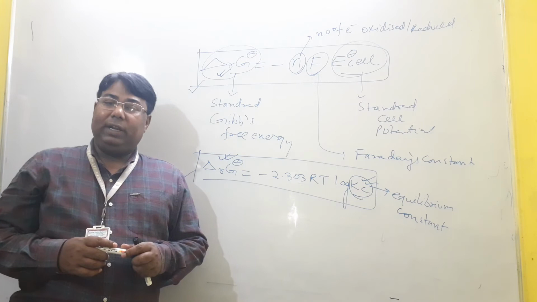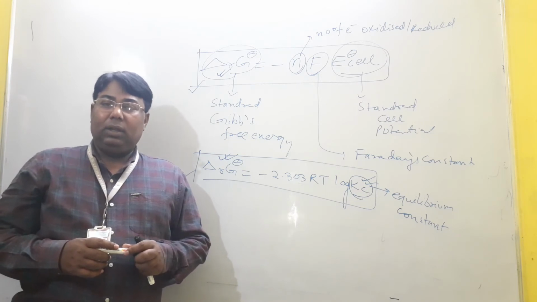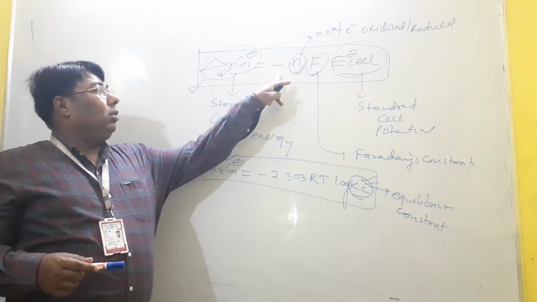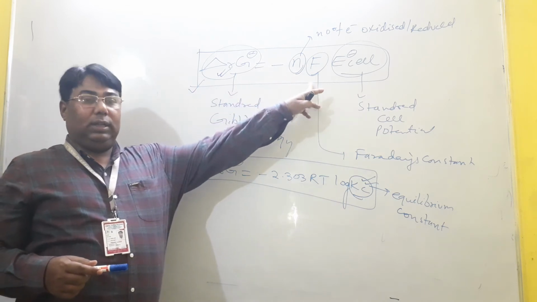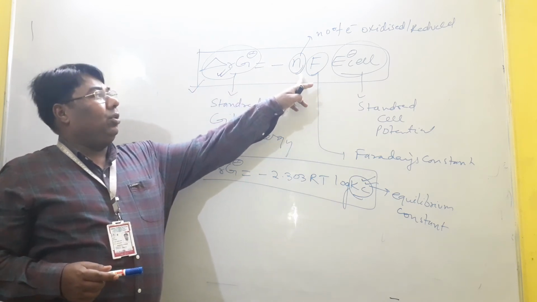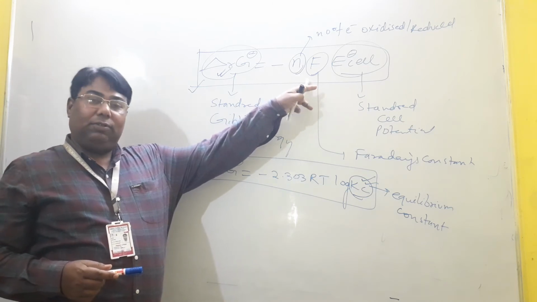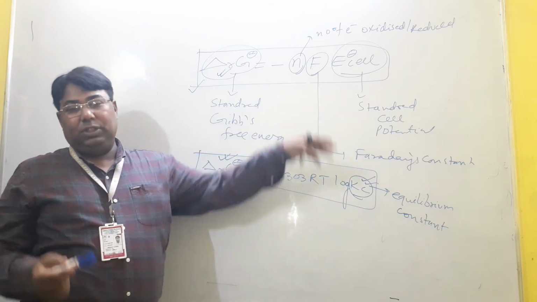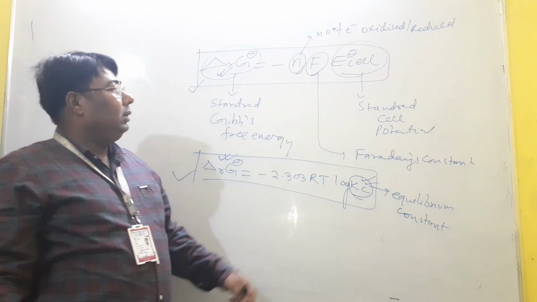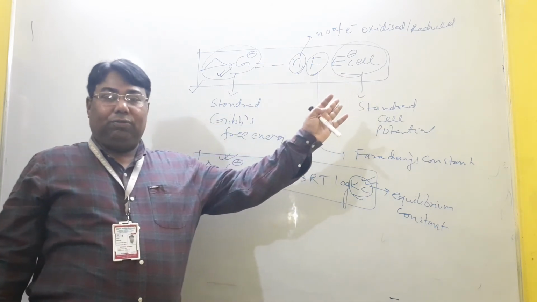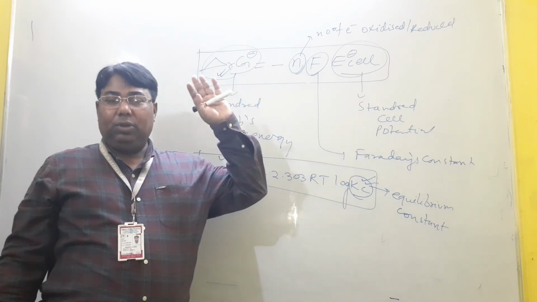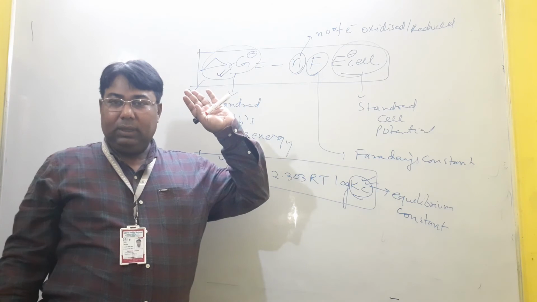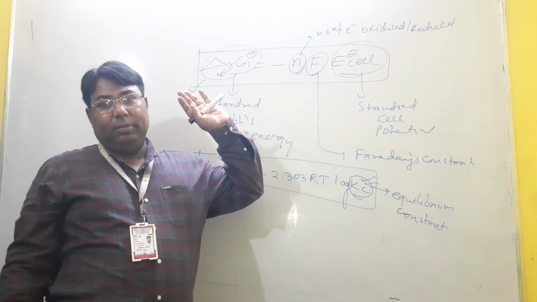So all of you try to understand once again. Gibbs free energy is equal to minus nF E naught cell. n is the number of electrons oxidized or reduced. F is the Faraday constant, and all of you know the magnitude of F: 1F is equal to 96500 coulomb. And E naught cell, how would you find out the E naught cell? E naught cell is equal to E naught red minus E naught ox. Understand? Any problem? I think that all of you understand very well.